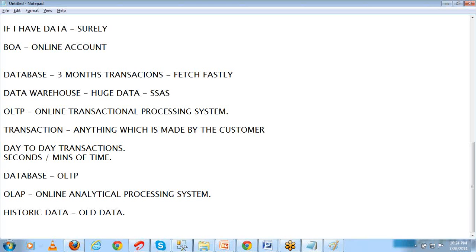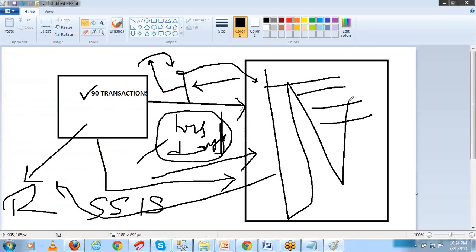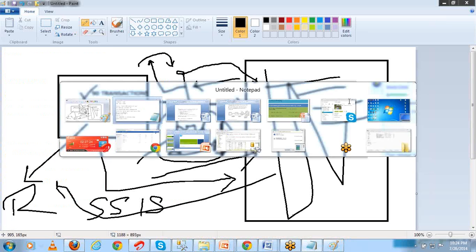I'll tell a simple example. I told the simple example about the bank, right? So the bank is going to have a data warehouse. Now this is having a history of data. This is a simple example. One more example I'll tell.